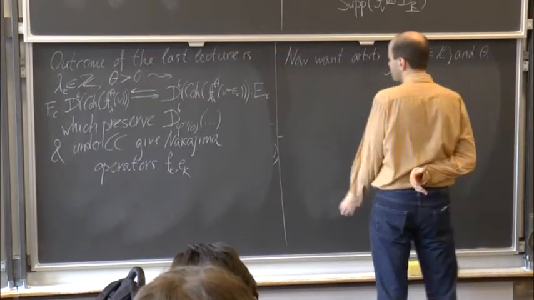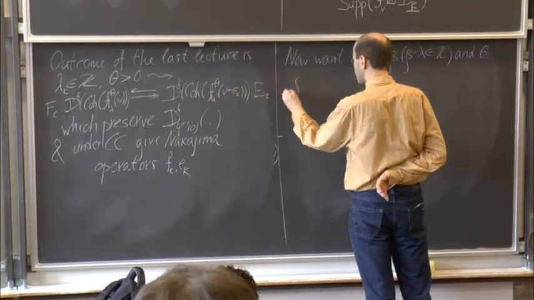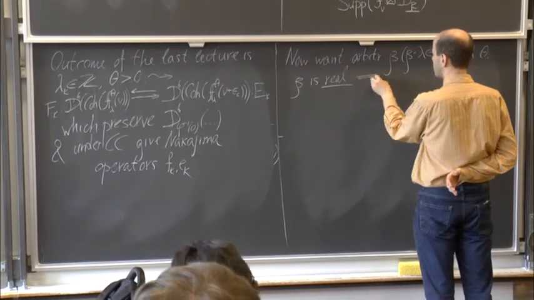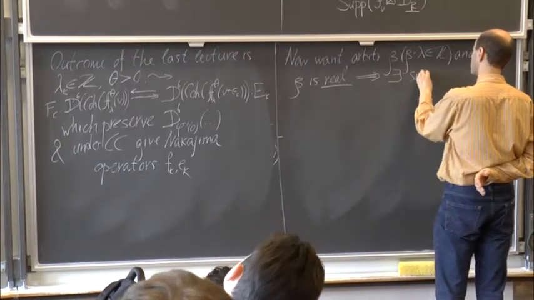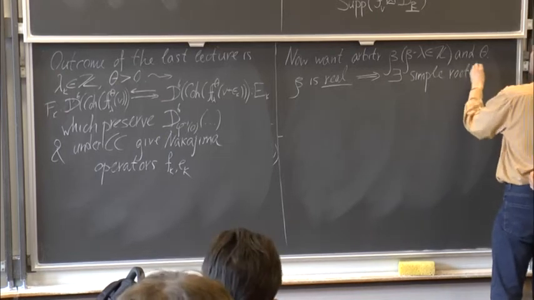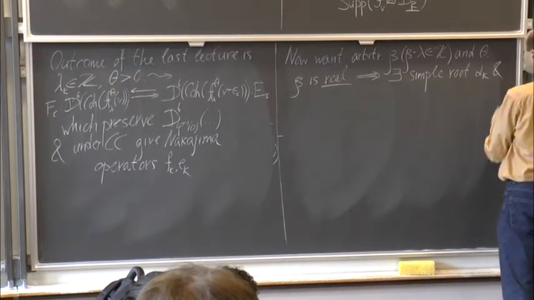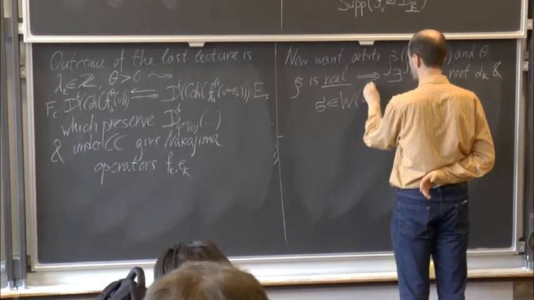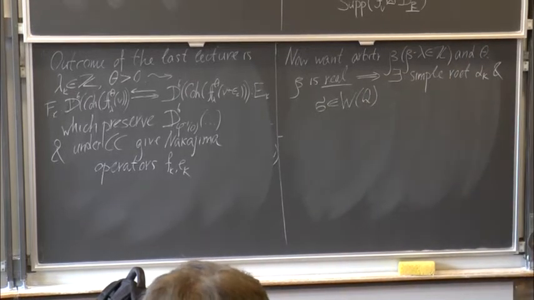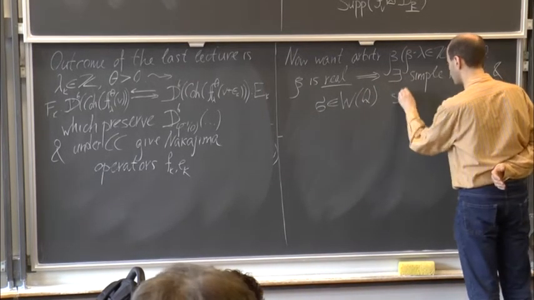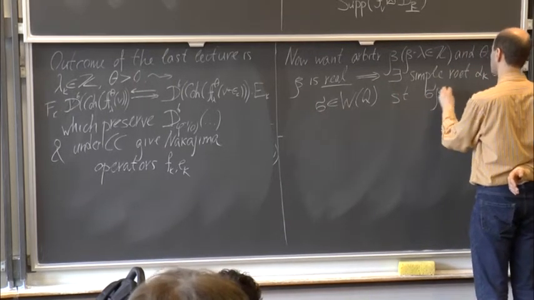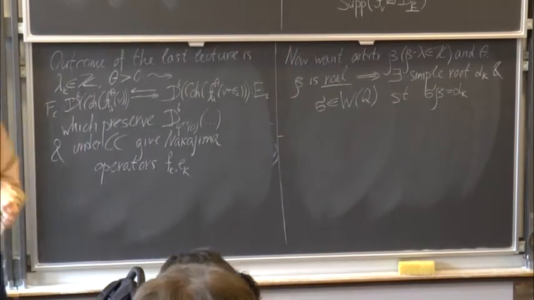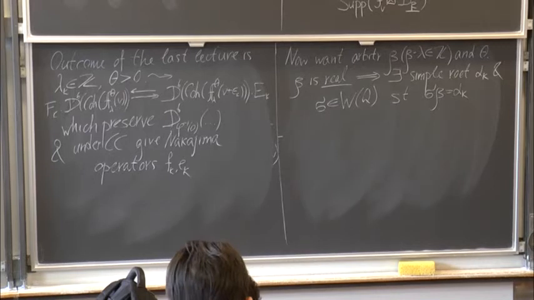And the idea is the following. Just by definition, beta is a real root. So there is a simple root alpha k and an element sigma in the Weyl group of Q, which is the same as the Weyl group of the corresponding Kac-Moody algebra, such that sigma beta is alpha k. So real roots by definition are those which can be conjugated to simple roots under Weyl group elements. Okay?